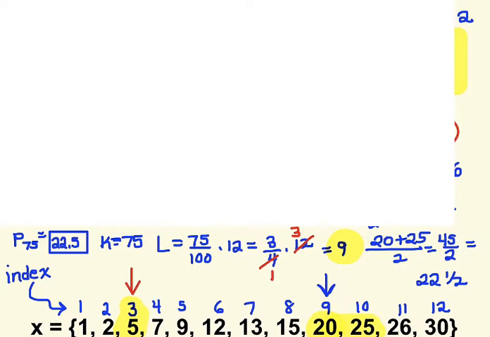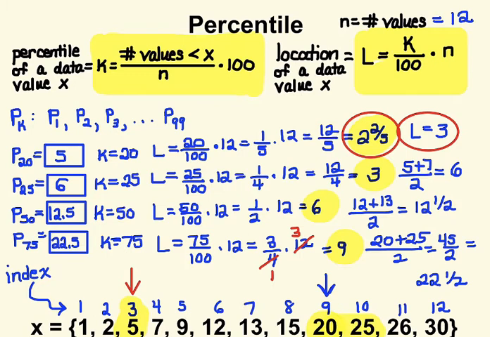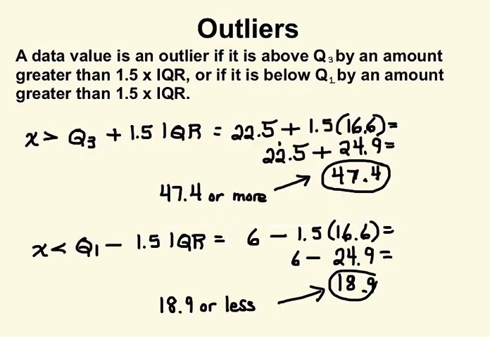If we go back to the data set from our previous lesson, which is the very bottom of this page, our data goes from 1 to 30, right? So we don't have anything that high. The highest it goes is 30. And here, I actually made a little bit of a mistake. It should be negative 18.9. Our smallest value is 1, so we have nothing less than that. So we have no outliers, but this is how you would calculate your outliers.